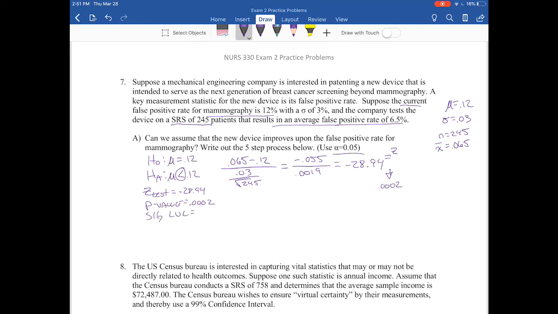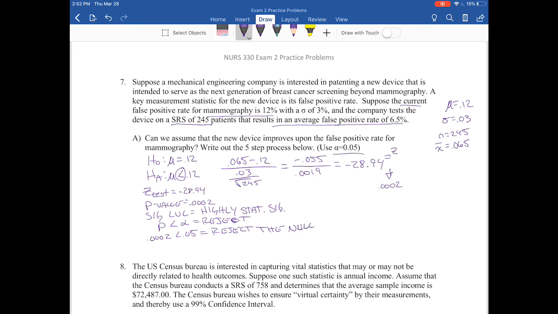Since it's super small, we're going to say it's highly statistically significant. And since our p-value is less than alpha, if the p-value is less than alpha, we reject. Same thing here. The p-value 0.0002 is less than 0.05. Therefore, we're going to reject the null hypothesis.